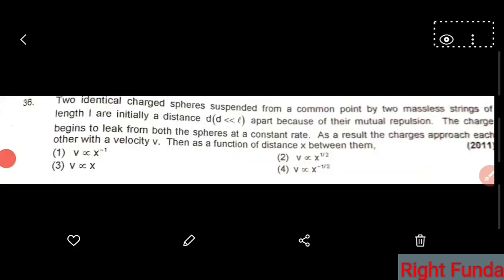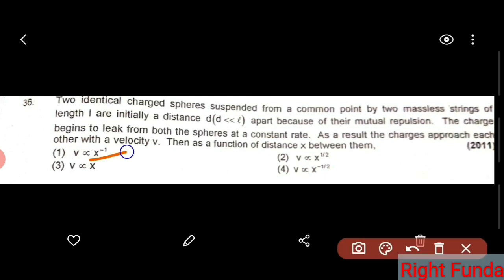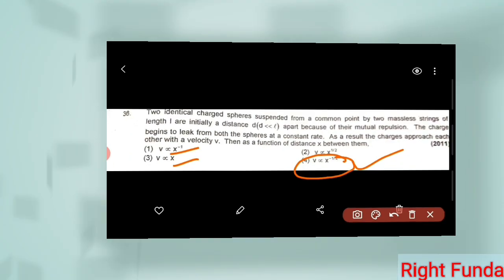So the question asks how the velocity will depend on x, and v proportional to x to the power minus half is the correct answer.